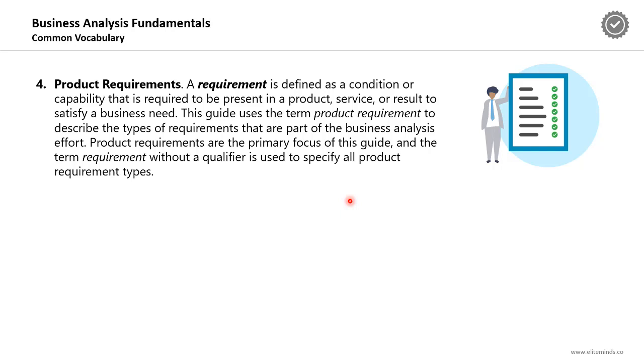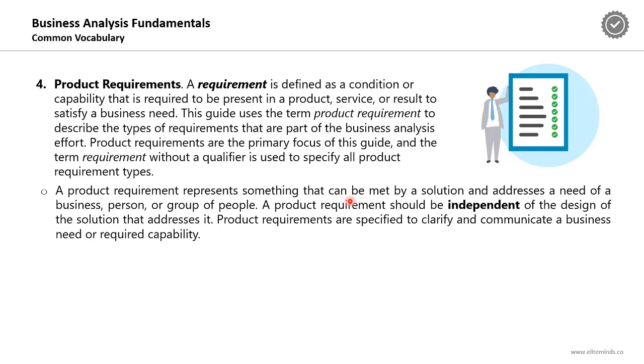The PMI Guide to Business Analysis uses the term product requirement to describe the types of requirements that are part of the business analysis effort. Product requirements are the primary focus of this guide, and the term requirement without a qualifier is used to specify all product requirement types. So let's see what the product requirements are and how they can be described.